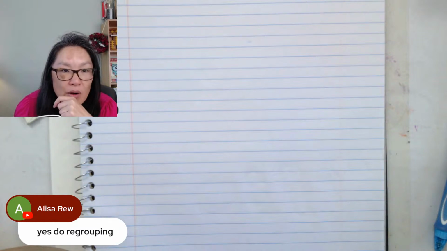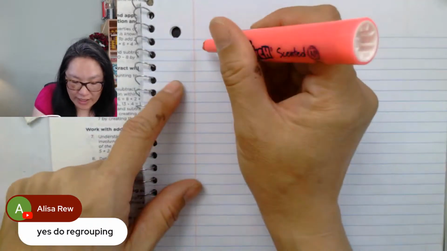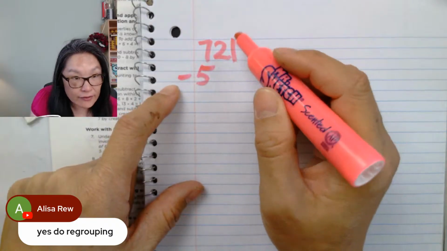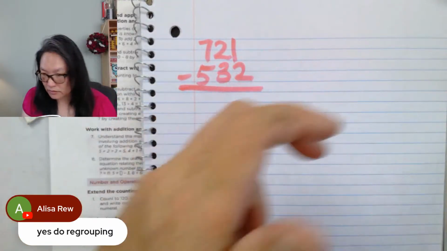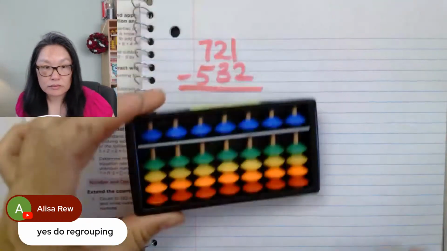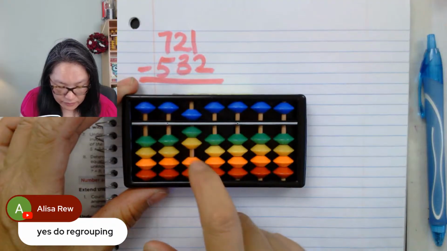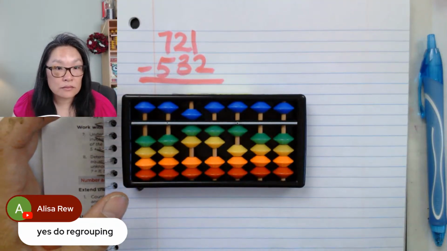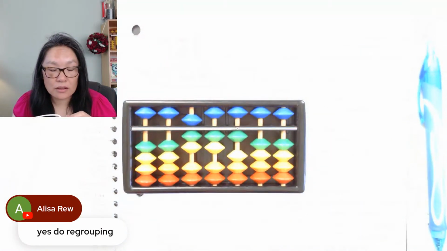I found some, but the problem is the regrouping also depends on the numbers. So we have the question 721 minus 532. So let's see how, we have 7, 21. Okay. We take away the 5.